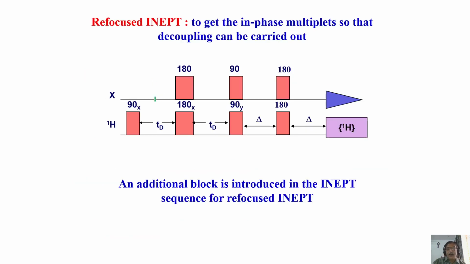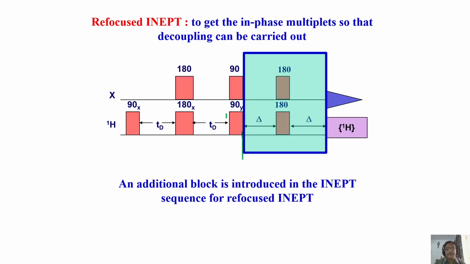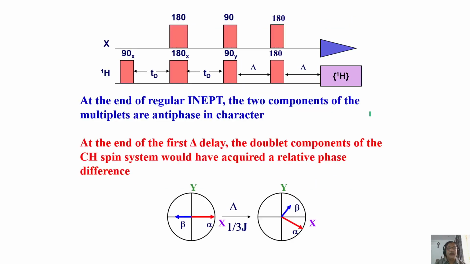What we do in this case: up to this point is known. Now we add an extra block like this. What is this extra block doing? This extra block has a delay, then a 180 pulse on both proton and carbon, then another delay, and we collect the signal. At the same time, we switch on the decoupler. This will take care of the cancellation of the signal due to antiphase components. How does it work? Very simple.